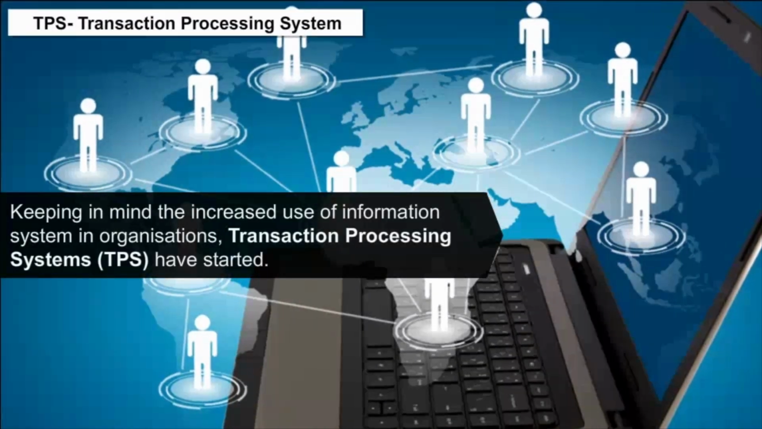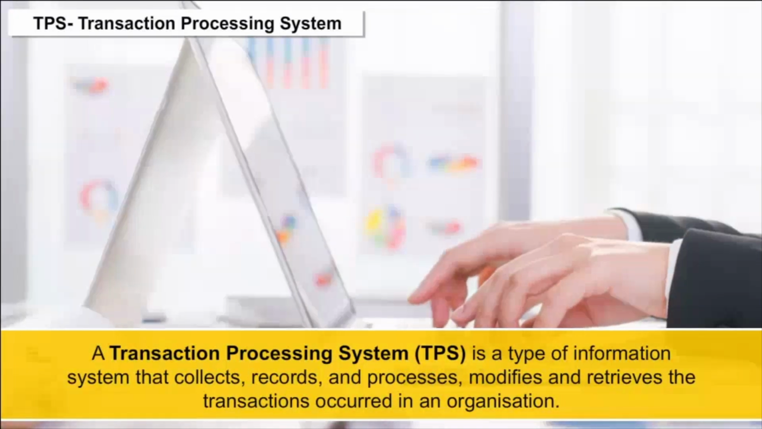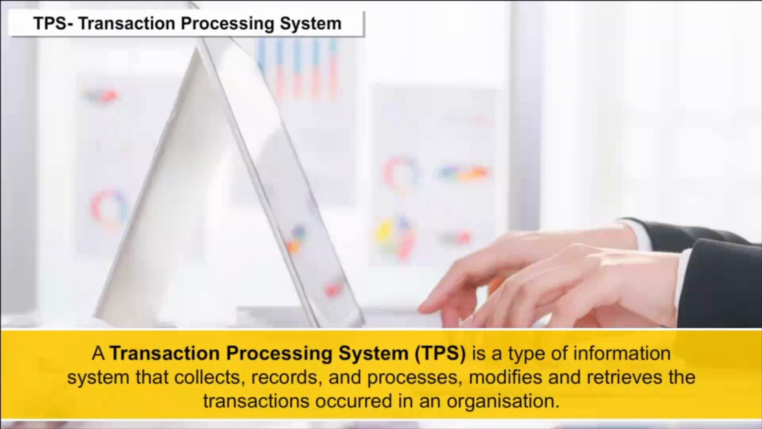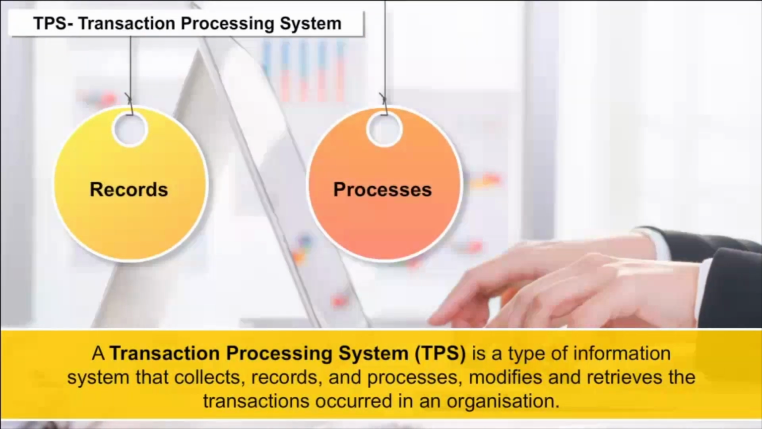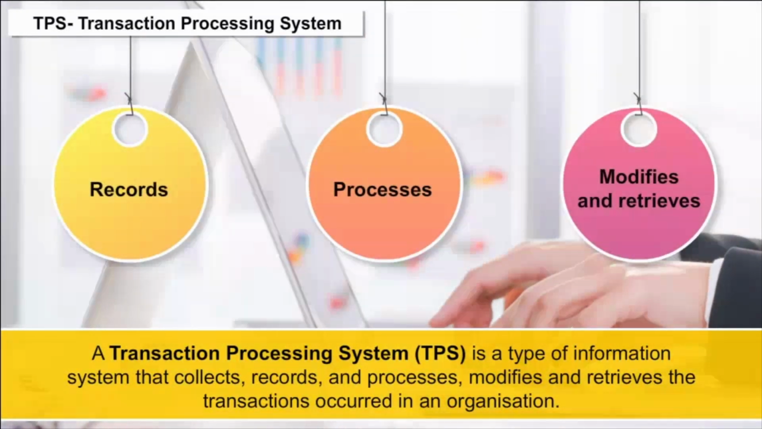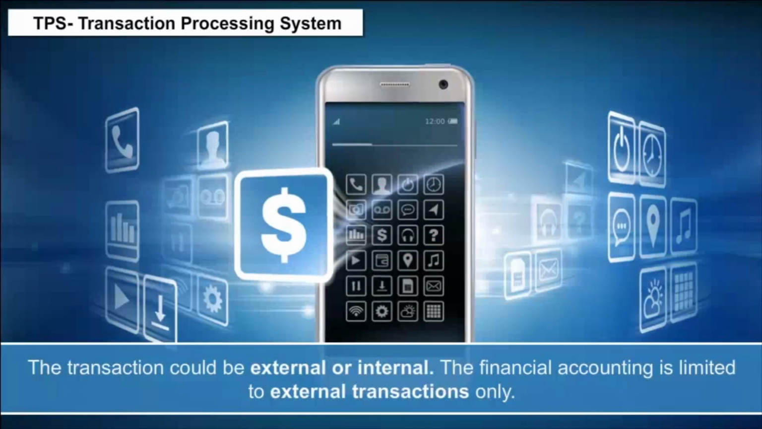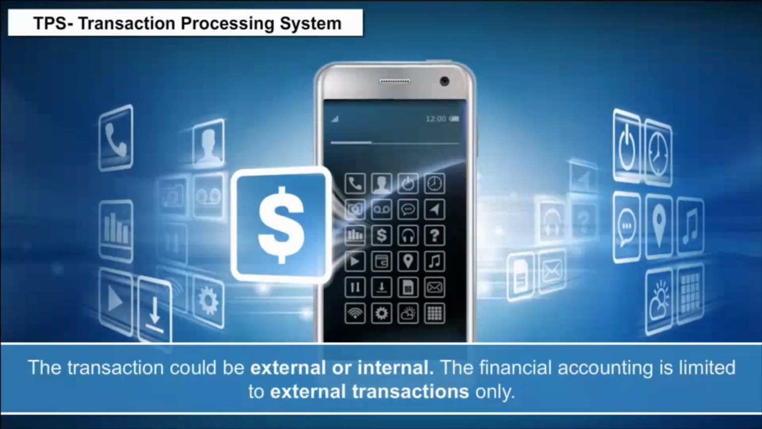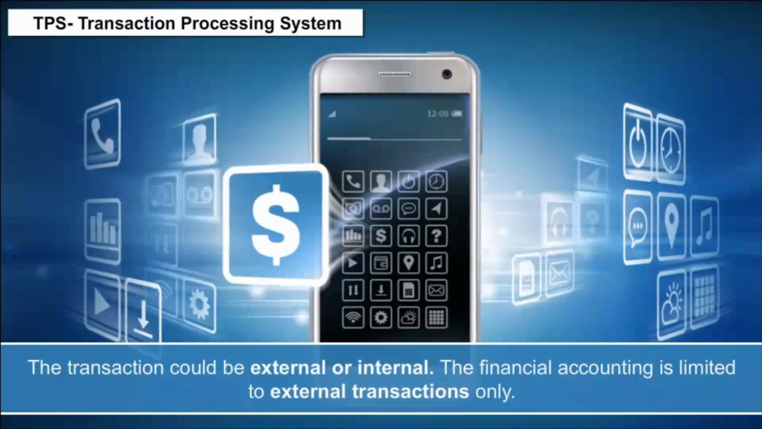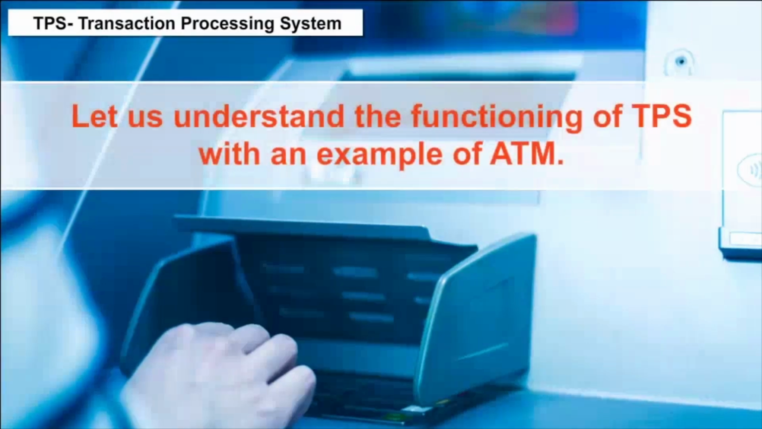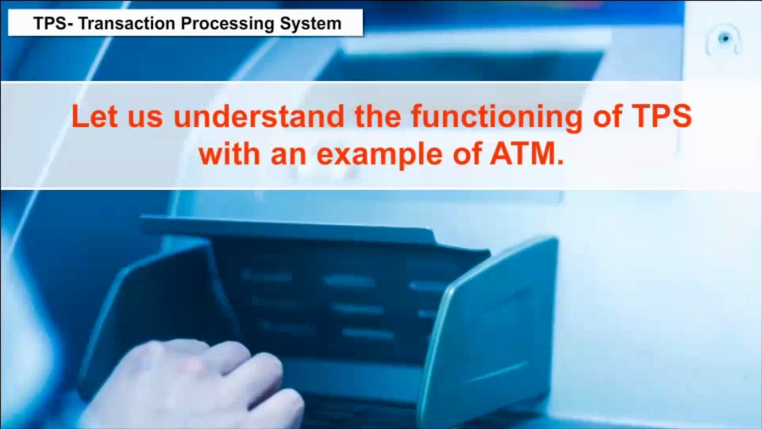TPS, Transaction Processing System. A transaction processing system (TPS) is a type of information system that collects, records, processes, modifies, and retrieves the transactions occurring in an organization. The transaction could be external or internal. Financial accounting is limited to external transactions only. Let us understand the functioning of TPS with an example of an ATM.